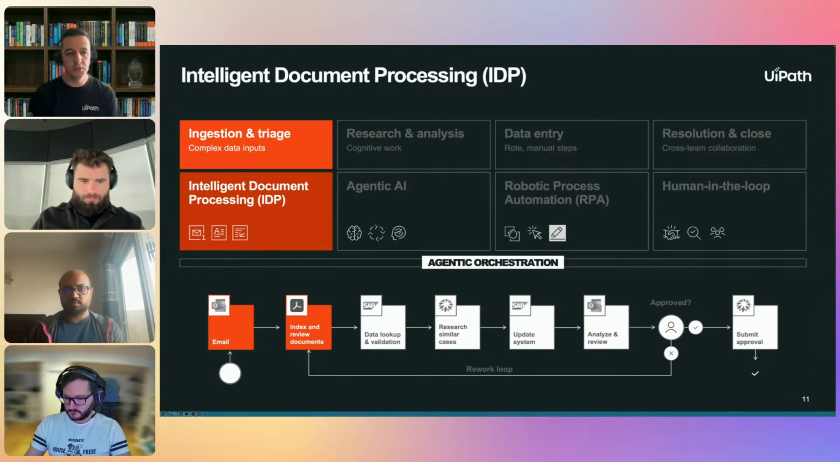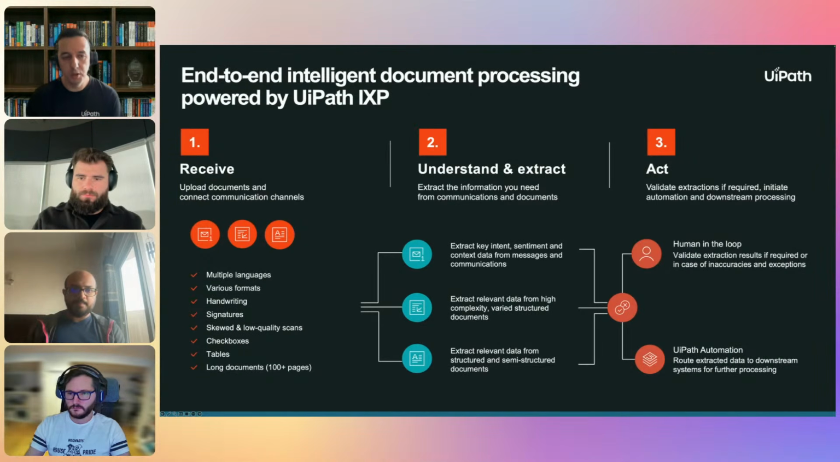Now, if we move over to intelligent document processing, what we have as an offering is what we call UiPath IXP that can give you end-to-end patterns of receiving, understanding, and then acting in documents. First, you upload or ingest documents and connect communication channels such as emails or tickets. Then you can extract those documents using document understanding, generative extractions, or communication mining. Lastly, we validate those with the needed triggers downstream for automations or agentic.